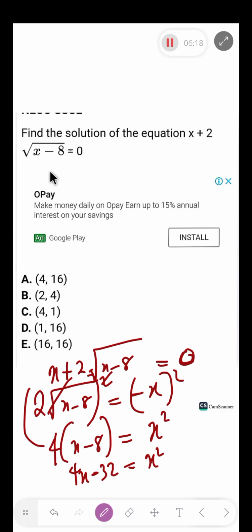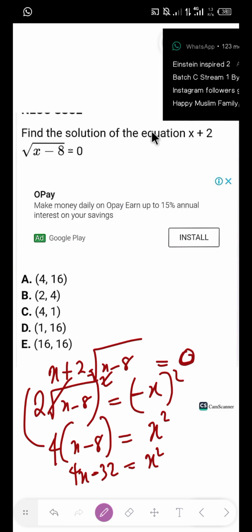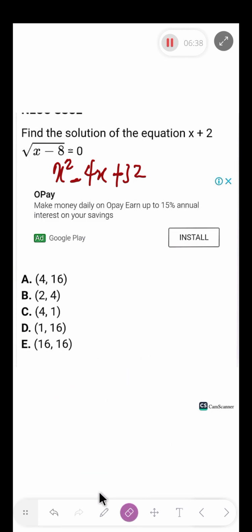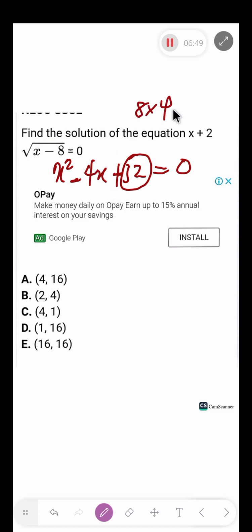So if you collect like terms, I end up having just this x squared. This comes to the other side. I have minus 4x, and I have plus 32. So this is what I have left. Now since I have this, I have to factorize. Now, it is equal to 0. So I have 32 here, and I have minus 4 here. We believe that 8 times 4 is 32, and I need plus 32 in this case.